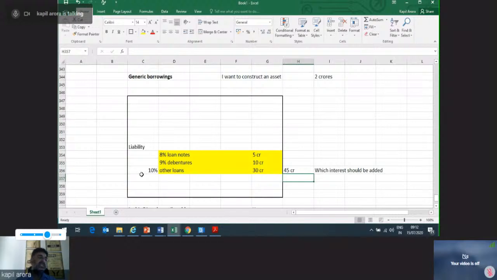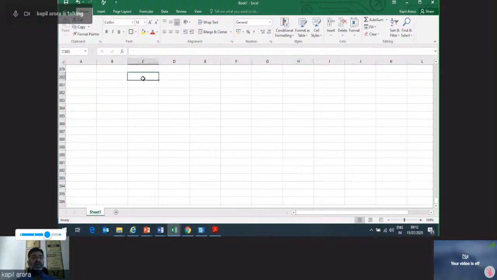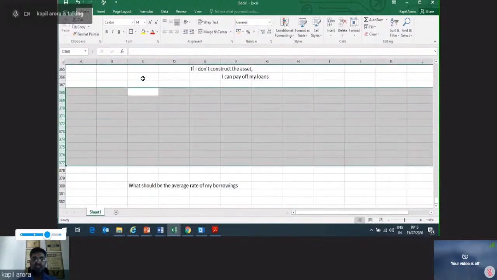When we have general borrowings and we have multiple loans sitting in that, I cannot add a particular loan in this. So for that purpose, I need to find what should be the average rate of my borrowings. What should be the average rate of my borrowings? That average rate will be added to the value of asset. Now, what is the average rate in this case?